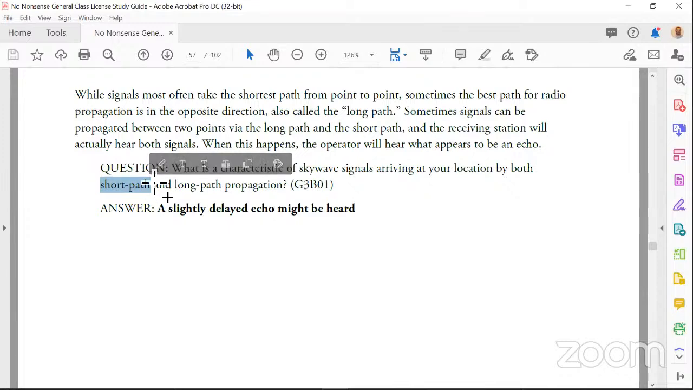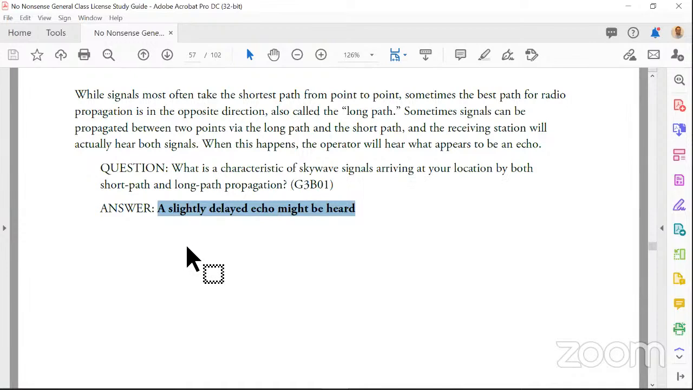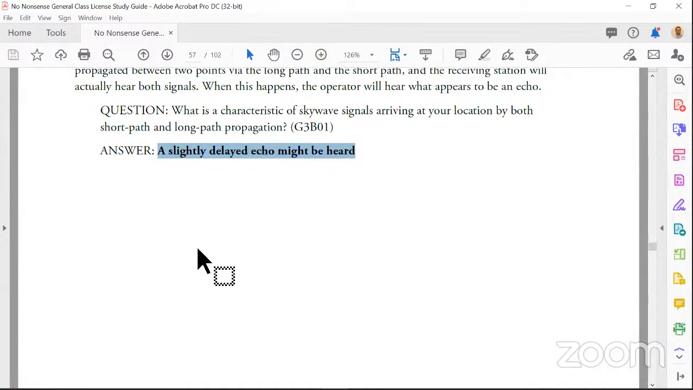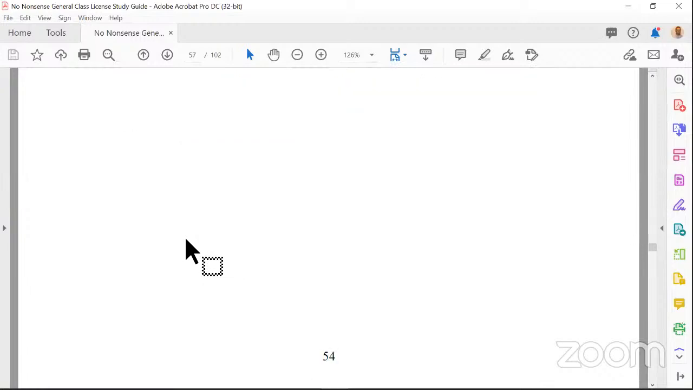Remember, we showed that a signal could leave and get to a destination on the Earth's surface using the short way around, but it can also get to that same destination using the long way around. So that is called short path and long path propagation. What if your signal gets to the receiver both long path and short path? How will that receiver know it came via both? What they will hear is likely a slightly delayed echo. So that is what they might hear, and they can conclude that your signal got to them via both short path and long path.